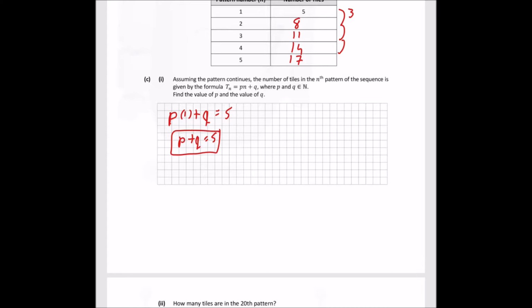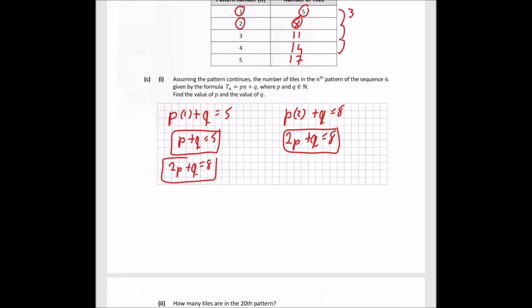So there's one equation. And if I put in 2 for n, we have 2p plus q, it spits me out 8. Because look, I put in 2, I get 8. I put in 1, I get 5. So 2p plus q equals 8. So there's my next equation. Write it over here. Again, in this they didn't give me much space.